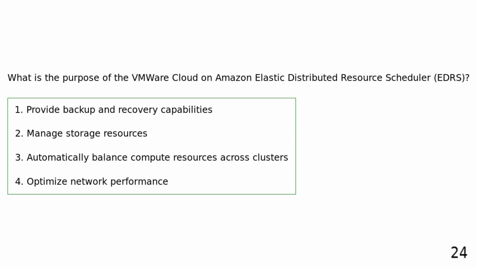What is the purpose of the VMware Cloud on Amazon Elastic Distributed Resource Scheduler? Provide backup and recovery capabilities. Manage storage resources. Automatically balance compute resources across clusters. Optimize network performance.